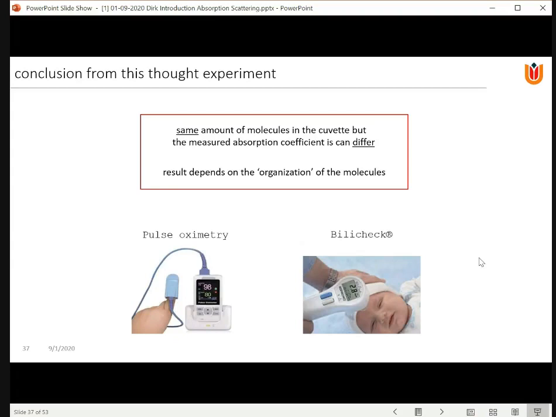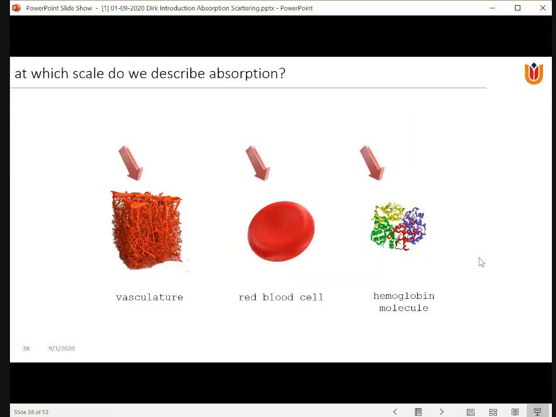So now we have to think: does this have any consequences for tissue? If you look at this cartoon again, if we had hemoglobin molecules homogeneously distributed over a volume of blood, then we could just calculate what the absorption coefficient was going to be. But the hemoglobin molecules are not homogeneously distributed. They are inside red blood cells, and typically not outside. So there is already this kind of organization going on for the absorbing molecules.